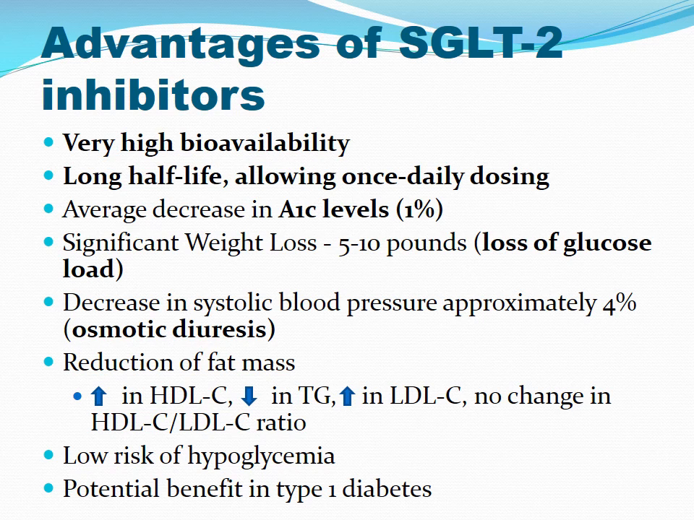Advantages of SGLT2 inhibitors. First, they have very high oral bioavailability. They have a long half-life, allowing for one daily dose. They reduce HbA1c level by 1%. They cause significant weight loss, about 5 to 10 pounds, due to loss of glucose load.